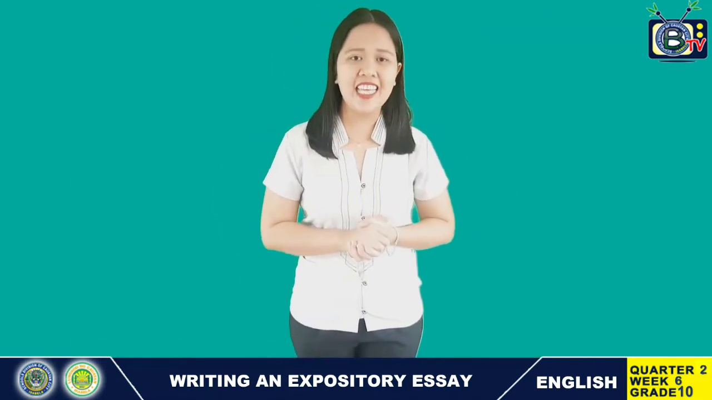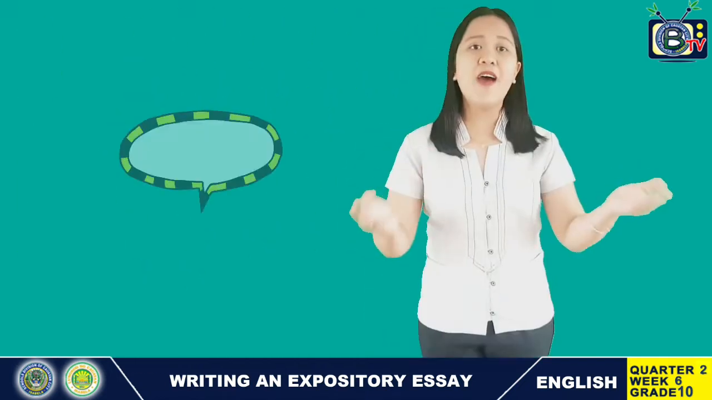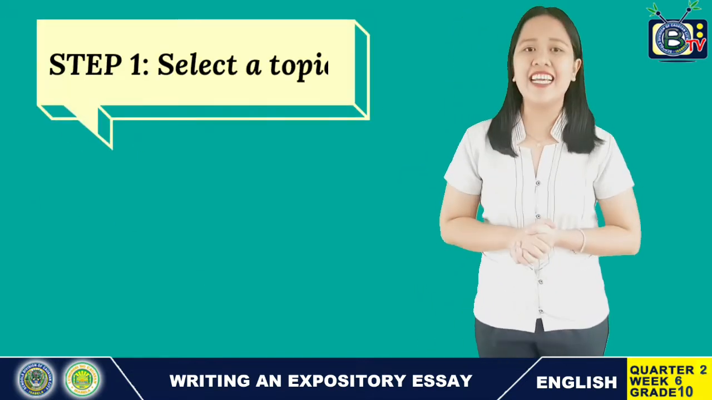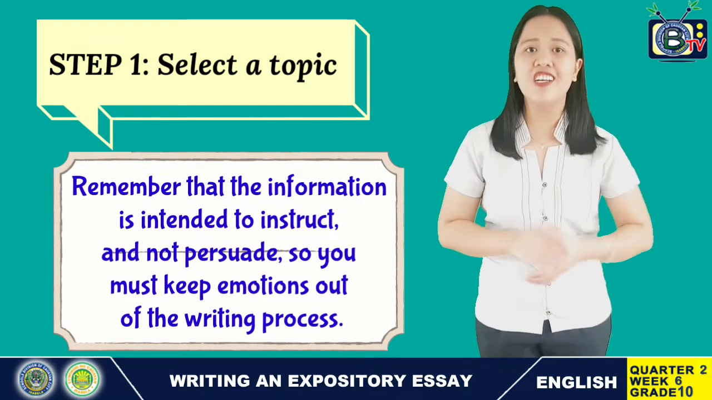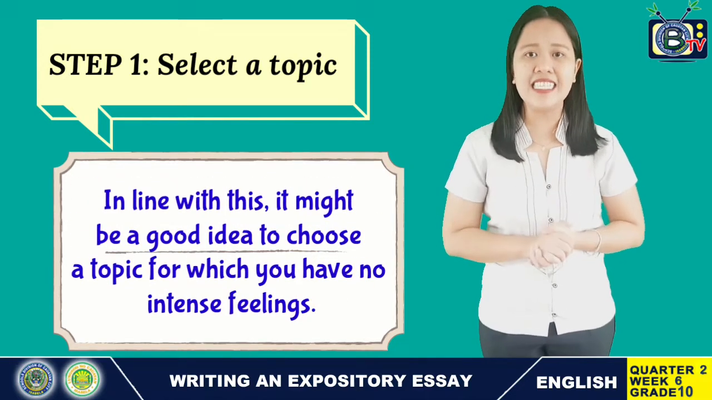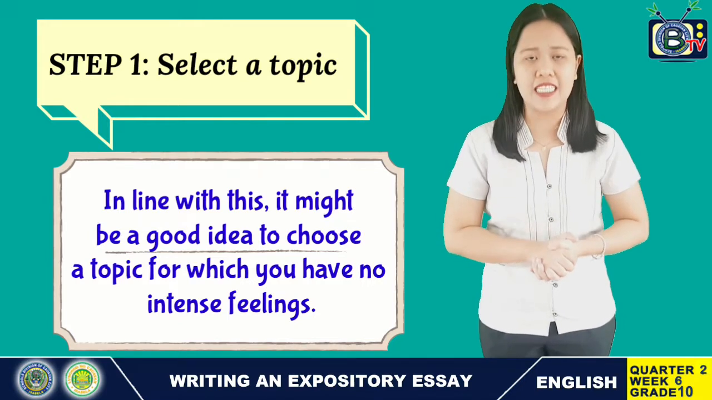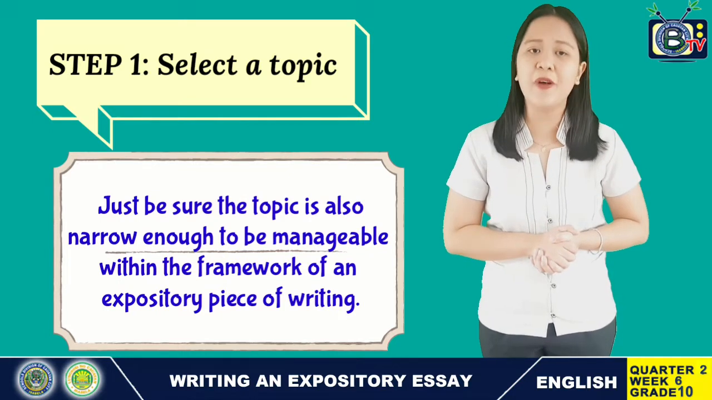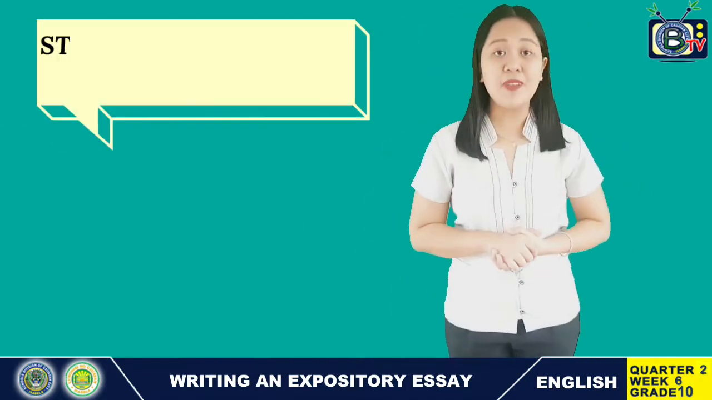Just like any writing, there is a process in developing an expository essay. So how do we write an expository essay? Step 1. Select a topic. Remember that the information is intended to instruct, so you must keep your emotions out of the writing process. In line with this, it might be a good idea to choose a topic for which you have no intense feelings. Just be sure that the topic is also narrow enough to be manageable within the framework of an expository piece of writing.